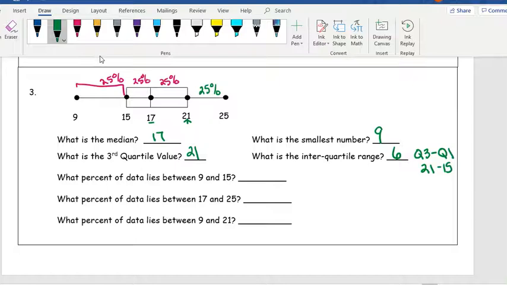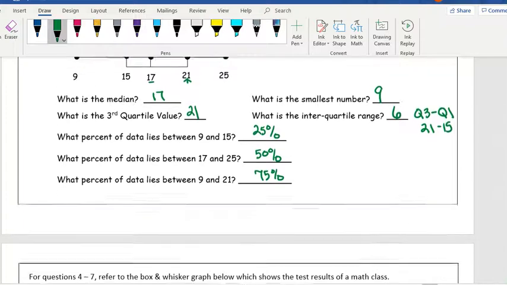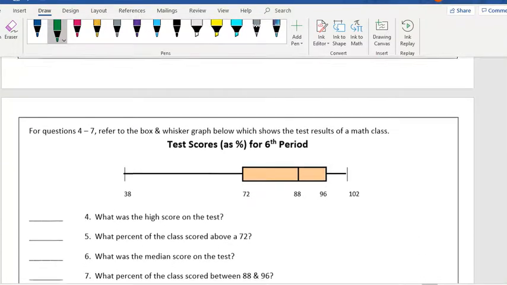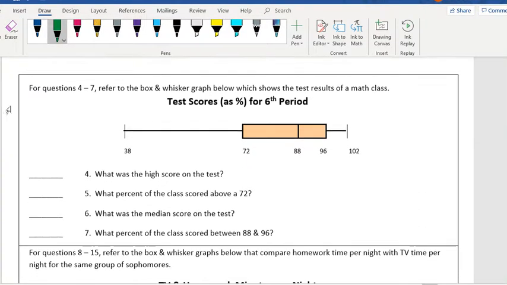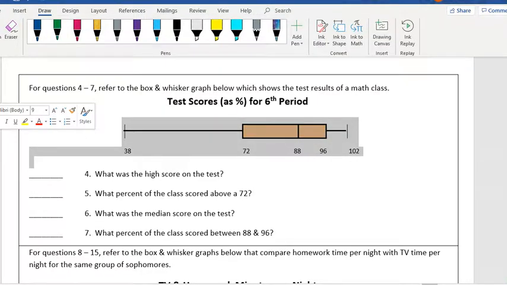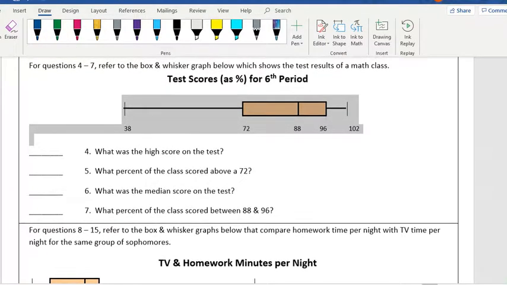What percent of the data is between 9 and 15? Well, that's 25%. I have it marked. That was a quarter of the game. 17 and 25, well, that's 2 quarters or 50%. 9 and 21, that's 3 quarters or 75%. All right. And feel free to stop it or back it up if you need to point out anything that you need help with.